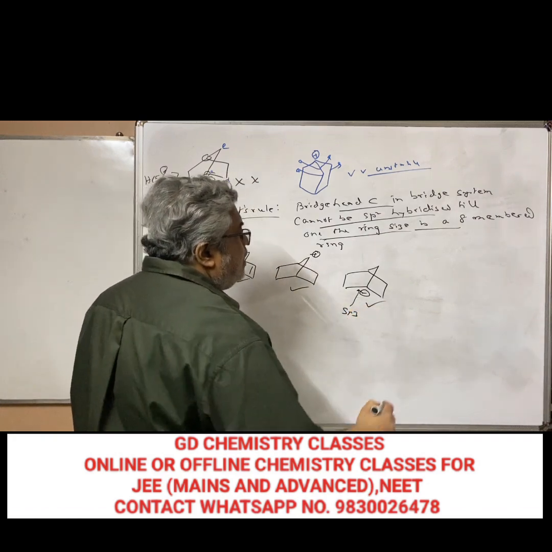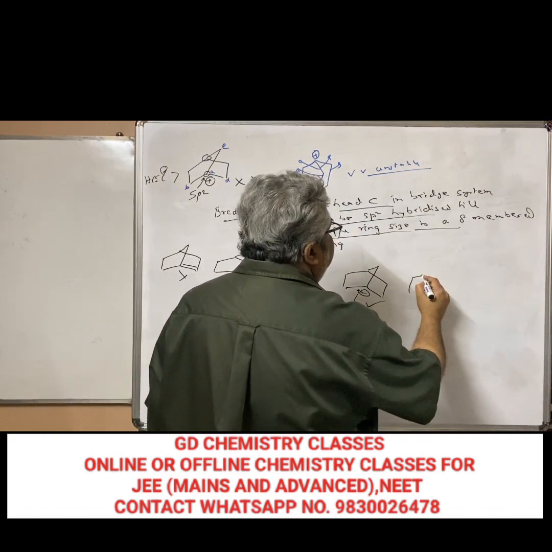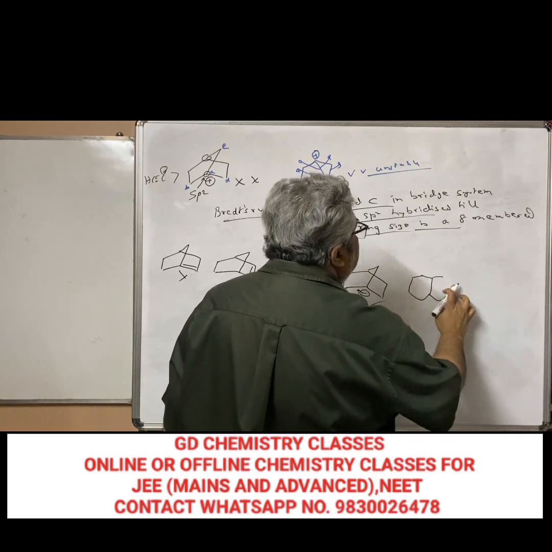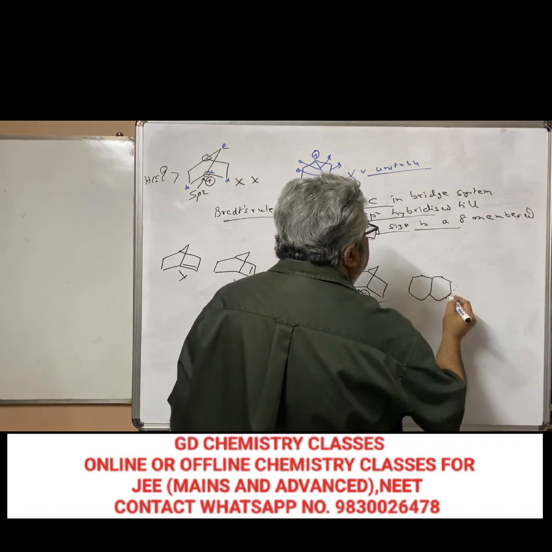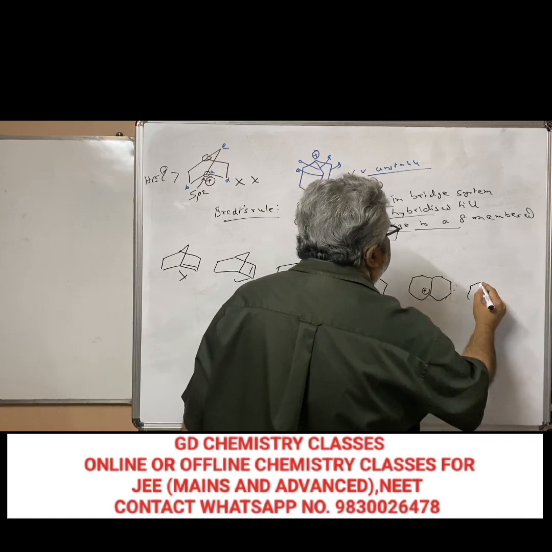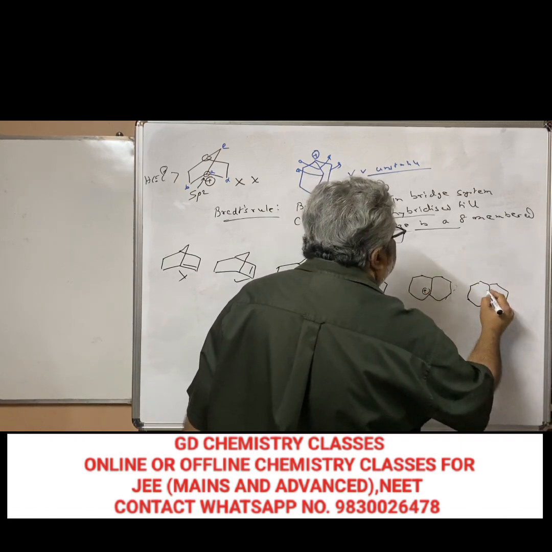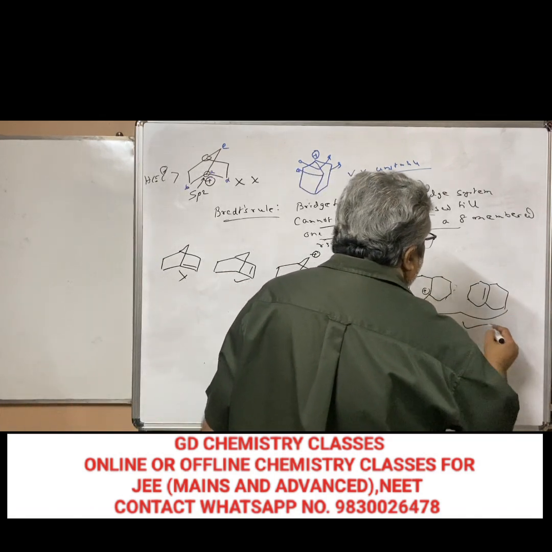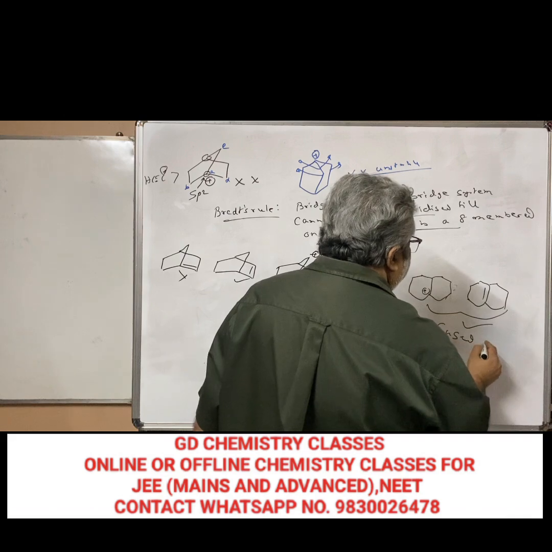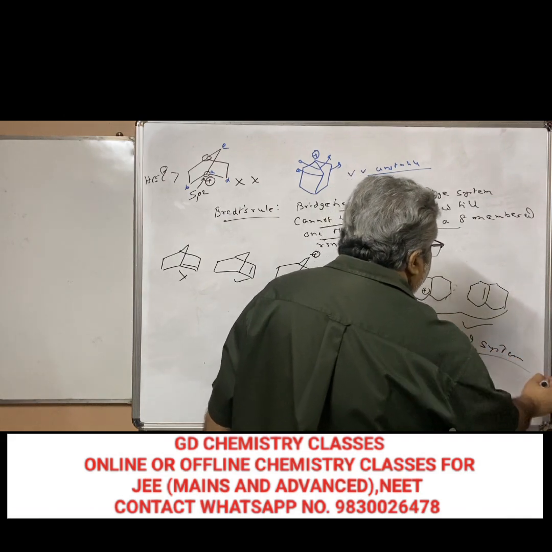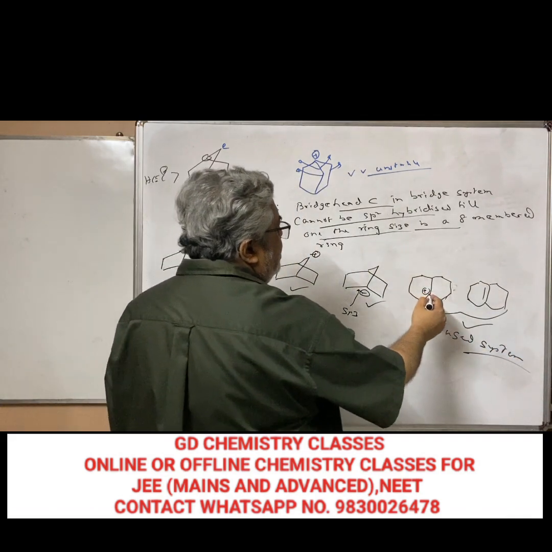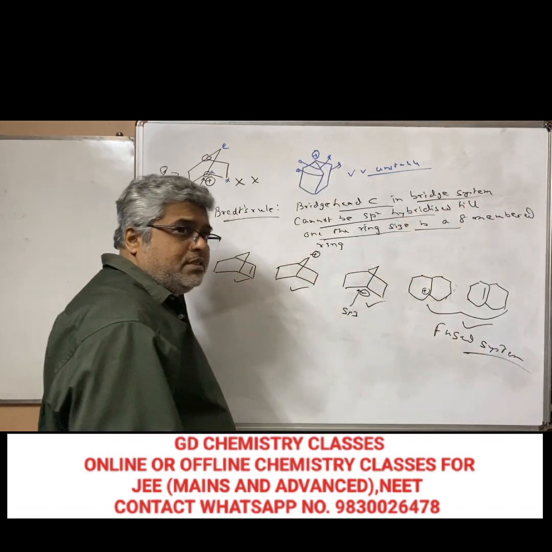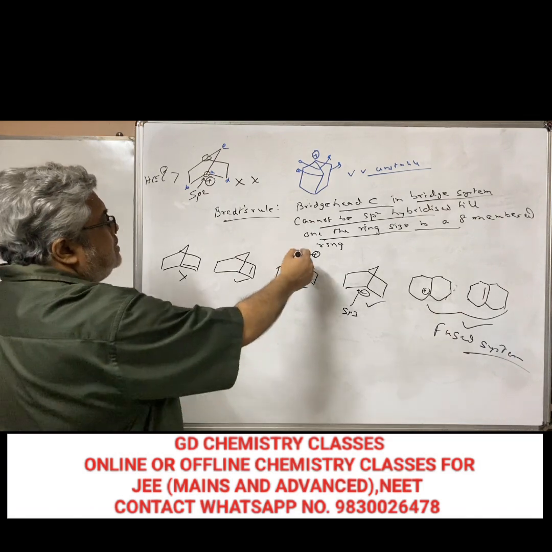so this will exist. Now suppose I have given you this, or this, and asked whether they will exist. Both of them will exist because they are fused rings, they are fused systems, not Bredt systems. So here this and this will exist. This rule is for Bredt system, not for fused system. Okay, these are fused systems, these are Bredt systems.